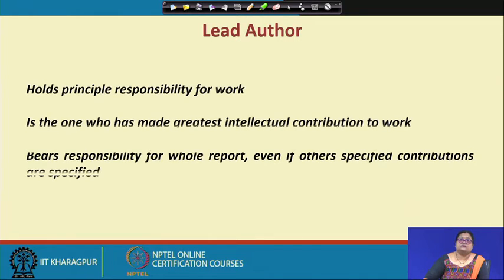The lead author holds the principal responsibility for the work, is the one who has made the greatest intellectual contribution to the work, and bears responsibility for the whole report even if other contributions are specified.